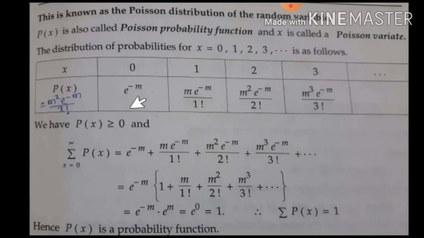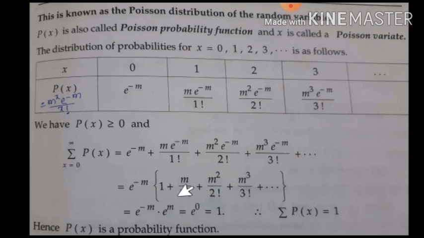The second condition is to add all these terms of the distribution function. Here that step itself is shown: e to the power of minus m plus m into e to the power of minus m by 1 factorial, m square into e to the power of minus m by 2 factorial, m cube into e to the power of minus m by 3 factorial. Observe that e to the power of minus m is taken common from all the terms. What is left out? 1 plus m by 1 factorial plus m square by 2 factorial plus m cube by 3 factorial plus etc.